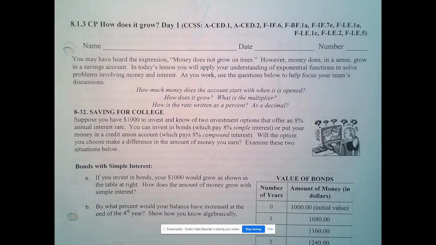How much money does the account start with when it's opened? How does it grow? So, what's the multiplier? And how is the rate written as a percent and decimal form?